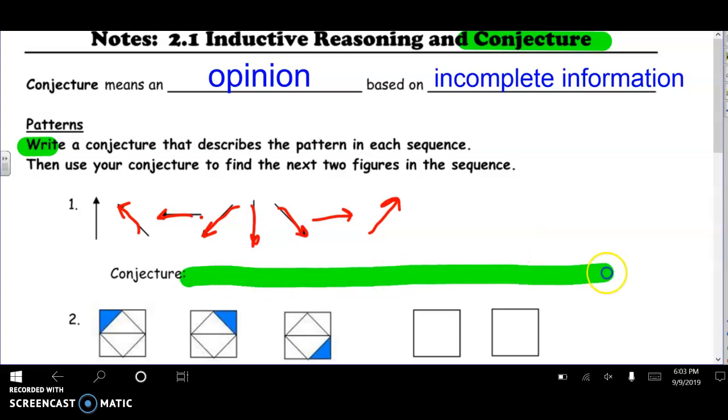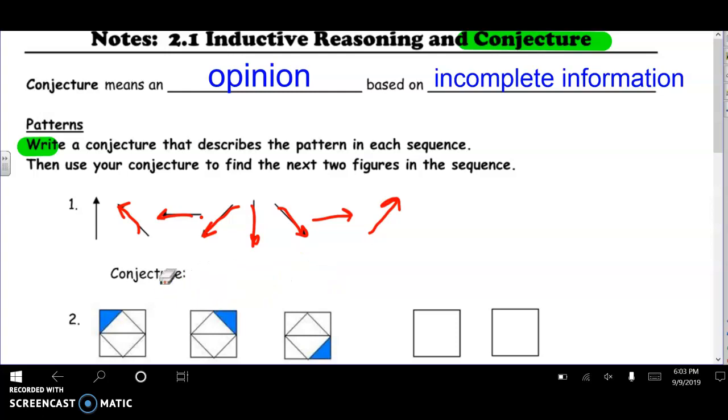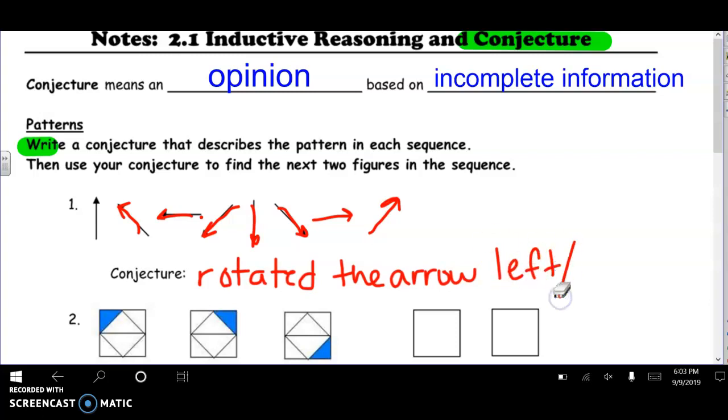Well, the conjecture is going to explain why I think this is the pattern. Ultimately, you're going to feel like we're explaining what the pattern is. I'm going to say that I rotated, or maybe you were thinking about spinning. Both of those are good words. The arrow. I'm going to say left, or a really common word that's going to be coming up is counterclockwise.